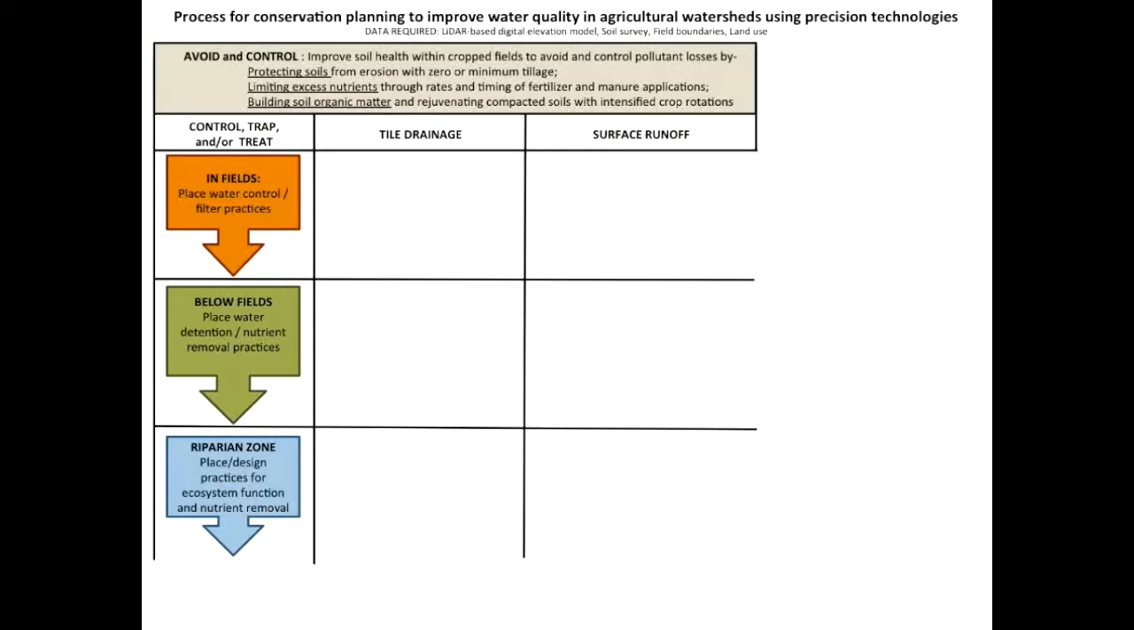Conservation practices are also designed to intercept particular flow paths. And in the Midwest, we're usually talking about surface runoff and tile drainage. And so this forms this 3x2 matrix. And the practices that we cite within the ACPF can be dropped into any of these cells within this 3x2 matrix.